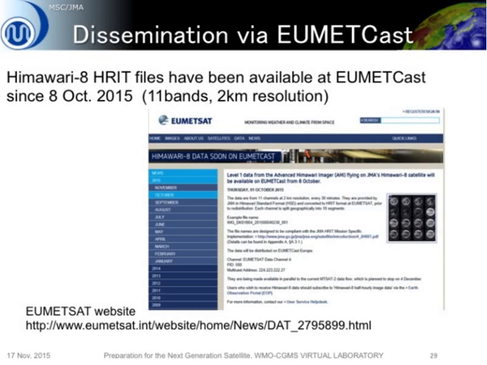And this is another topic, dissemination by EUMETCast of Himawari 8 data. Himawari 8 HRIT files have been available at EUMETCast since October. And those are 11 bands and 2 kilometer resolution. Courtesy of EUMETSAT, it became possible to distribute Himawari 8 data to the area where the HimawariCast satellite cannot cover.